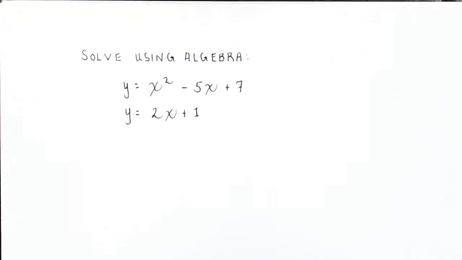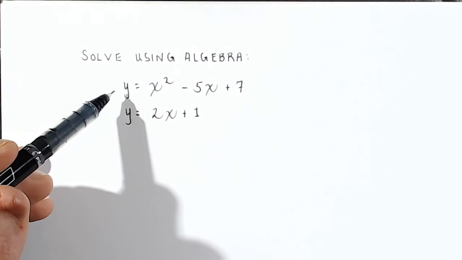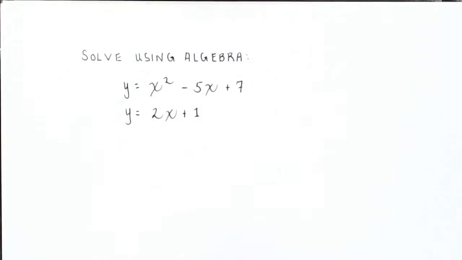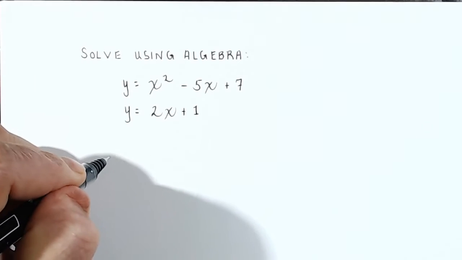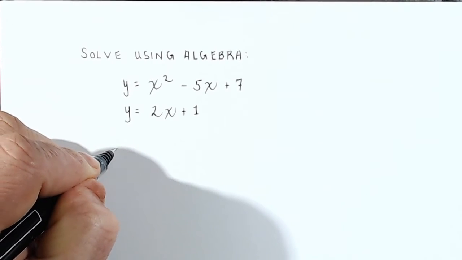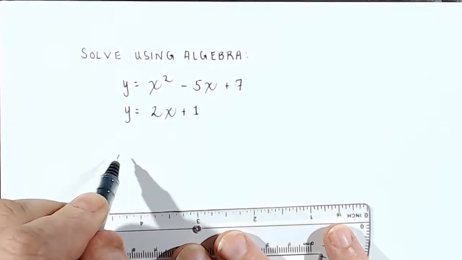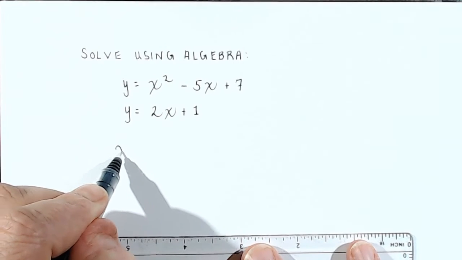Okay, in this problem, we're going to solve a system consisting of a quadratic equation and a linear equation. The first step is to make sure that we have both equations solved for one of our variables. In this case, we already have both equations solved for y. And the next step is to set these two equations equal to one another. This would be the same as solving a system of equations using substitution. So let's just set these two equal to one another.